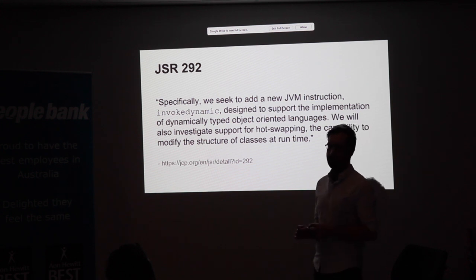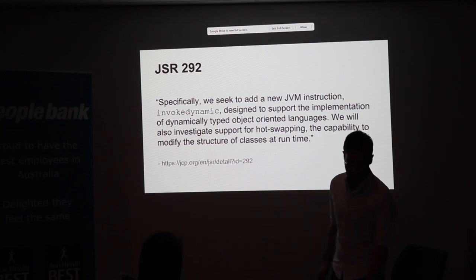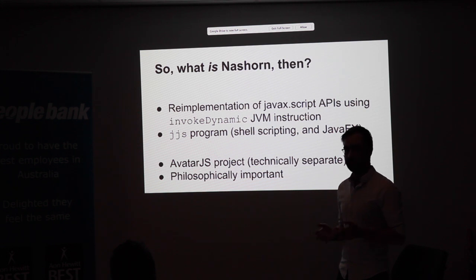I assume everyone here has heard of JRebel. So you can reload Java, and JRebel is really clever, but wouldn't it be more elegant if the hot swapping was built into the JVM? So to answer the question what is Nashorn, essentially it's a re-implementation of those same JavaScript APIs that we saw in the code example, the ones that have been around forever. But it uses invokedynamic, the thing from the JSR, instead of interpretation, which makes it a lot faster.